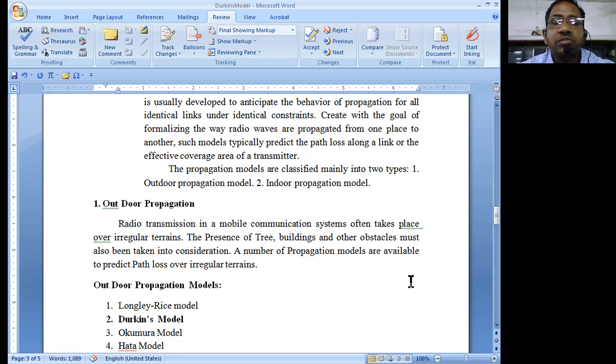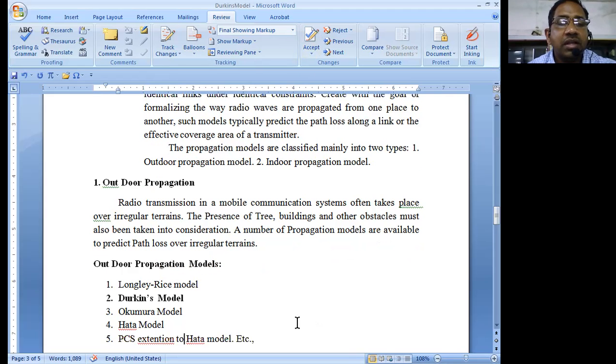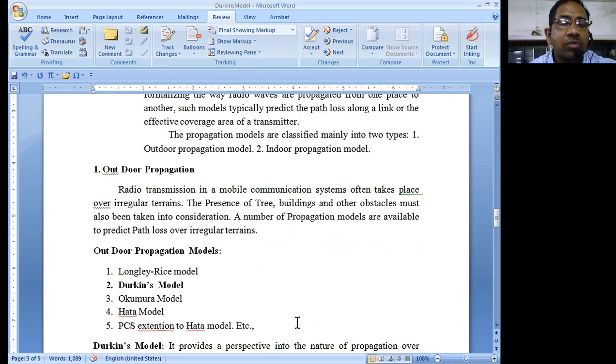A number of propagation models are available to predict path loss over irregular terrains. Various outdoor path loss models are the Longley-Rice model, Durkin's model, Okumura model, Hata model, PCS extension to the Hata model, etc. We have in the syllabus only Durkin's model, and we discuss this Durkin's model now. Durkin's model is part of wireless communication systems, where we use it to find out the amount of fading in the received signal.